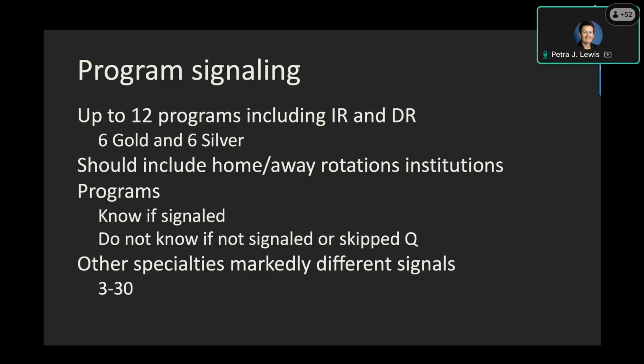There are 6 gold and 6 silver. This is our second year of 6 and 6. We went up from 3 and 3. No, we went up to 6 total, and now we split into this gold and silver thing.